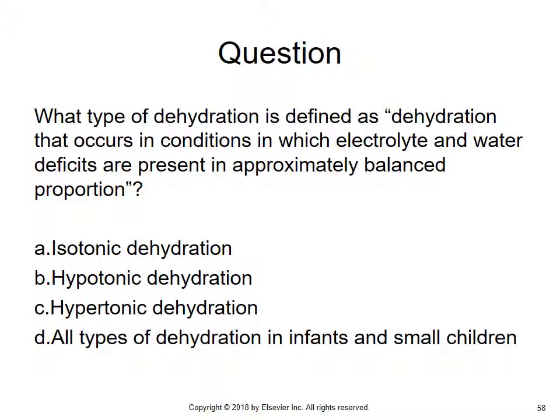And here we are wrapping up this discussion with a sample test question. What type of dehydration is defined as dehydration that occurs in conditions in which electrolyte and water deficits are present in approximately balanced proportion? And the answer is A, isotonic dehydration.